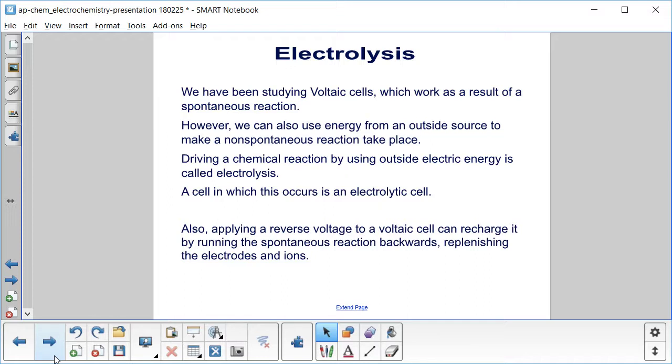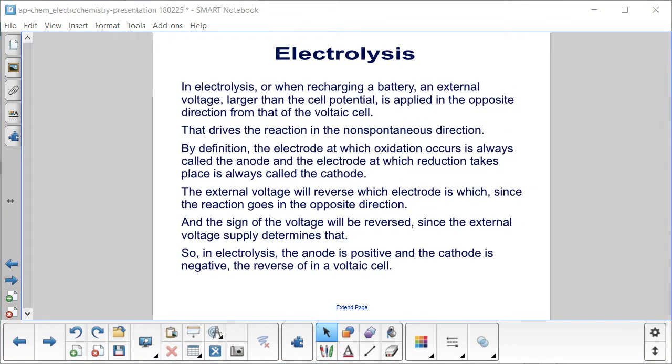Also, applying a reverse voltage to a voltaic cell can recharge it by running the spontaneous reaction backwards, replenishing the electrodes and ions. In electrolysis, or when recharging a battery, an external voltage that's larger than the cell potential is applied in the opposite direction from that of the voltaic cell. That drives the reaction in the non-spontaneous direction.